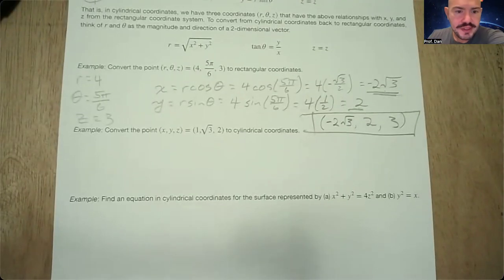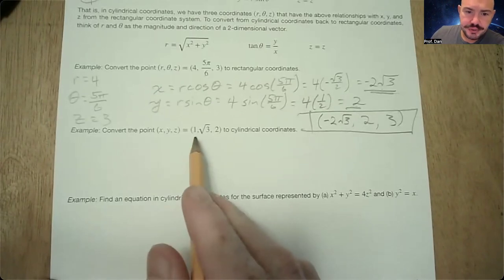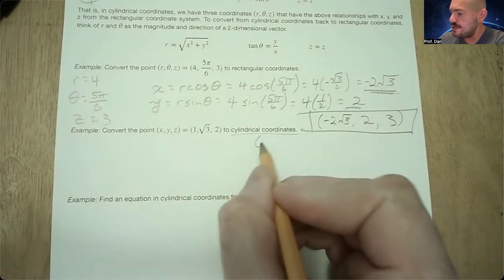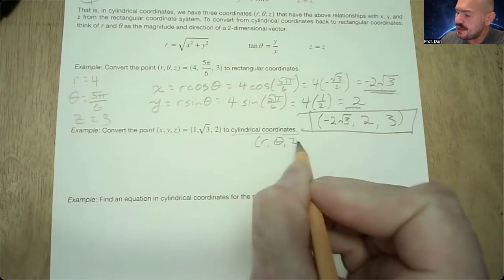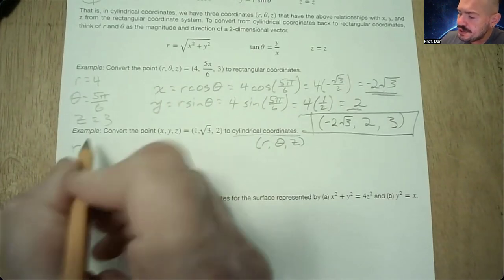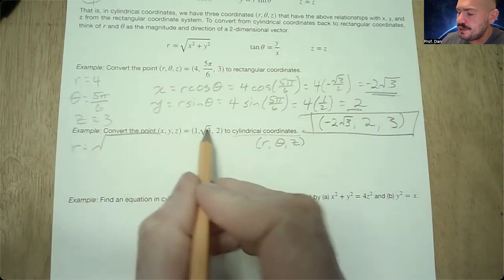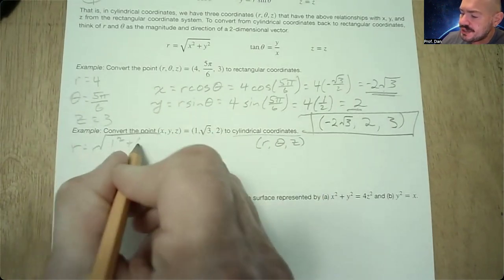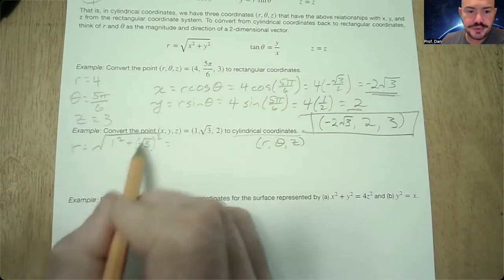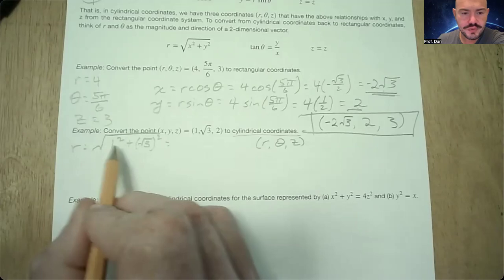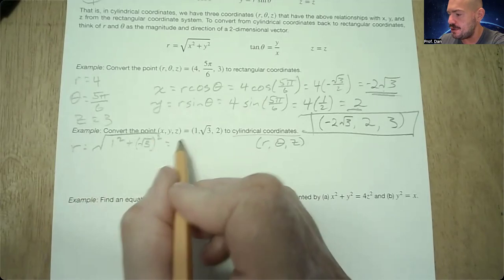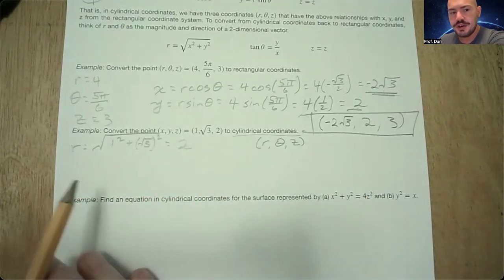Next example, convert the rectangular coordinate (1, square root 3, 2) to cylindrical coordinates. So cylindrical coordinates means that we want to find r, theta, and z. So r we know is going to be the square root of x squared plus y squared. So 1 squared plus root 3 squared. Well, I know that this is going to work out to 4, right? 1 squared is 1, root 3 squared is 3. Add them together, you get 4, square root of 4, you get 2. So r is equal to 2.